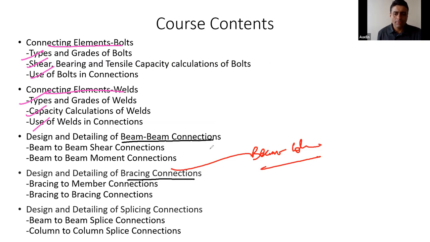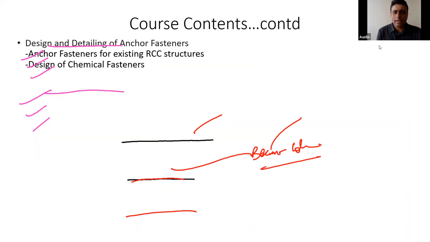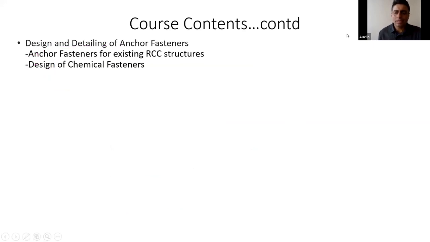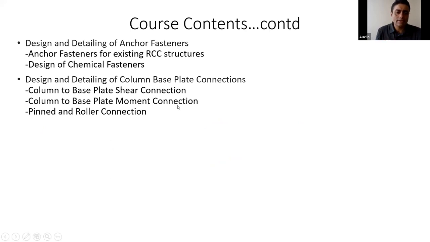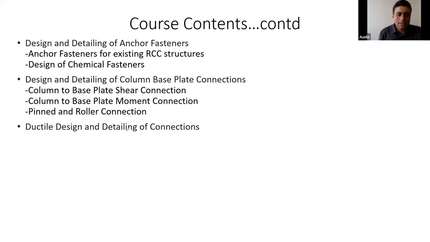There will be a lot of interesting discussions we will be having in the beam to column connections. So beam to beam followed by beam to column, then bracing connections, splicing connections. Then we will be discussing the anchor fasteners. I think some of the participants had suggested that anchor fasteners should be added, so therefore we have added anchor fasteners. Then we will discuss the column base plate connections. And then we will have some discussions on the design and detailing of ductile connections, or how to ensure ductility in the connections. So that we will also be discussing.